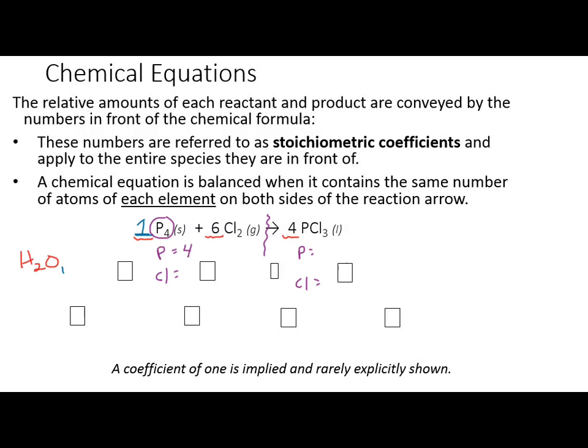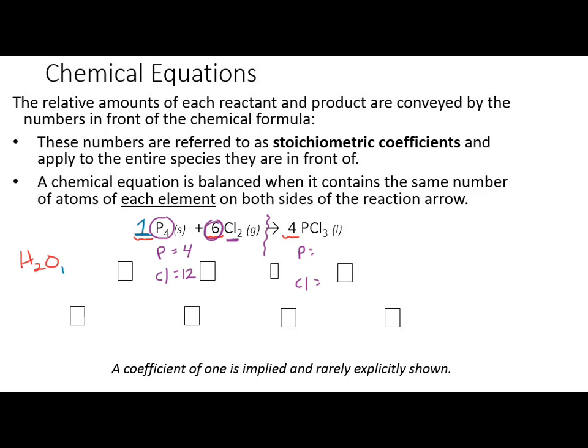Now chlorines. This coefficient number means that I have 6 Cl2s. So how many individual chlorines do I have? I have 6 pairs of them. 12. I have 12. Yep, exactly. You buy that? We're going to do several examples, but that is exactly right. We have 6 Cl2s, so we have 12 individual chlorine atoms.